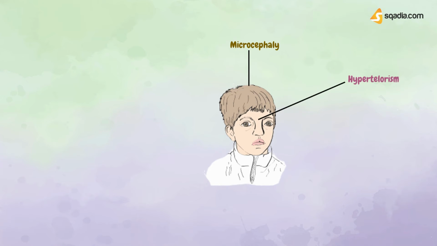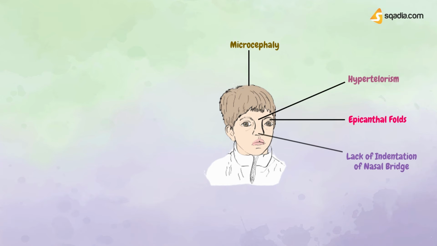Hypertelorism. The term hypertelorism means an increased distance between two body parts. It usually applies for the eyes and is termed ocular hypertelorism. Epicanthic folds. An epicanthal fold is a skin fold of the upper eyelid covering the inner corner of the eye. Lack of indentation of the nasal bridge is described as resembling the protective nosepiece. Cleft lip with or without cleft palate.